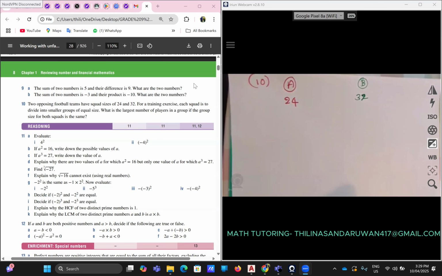They are asking each squad to divide into smaller groups of equal size. What is the largest number of players in a group if the group size for both squads is the same? All right, let's see what we can do.